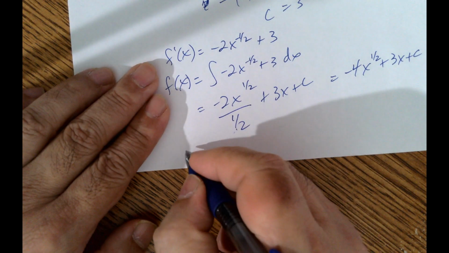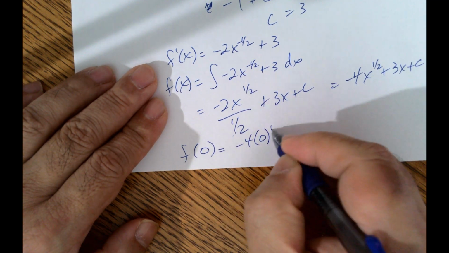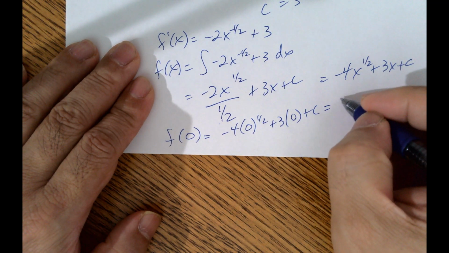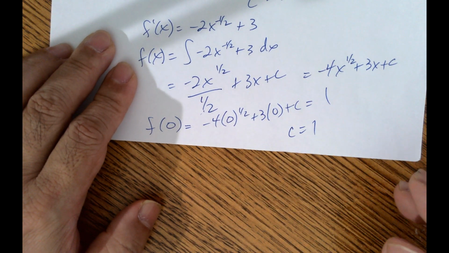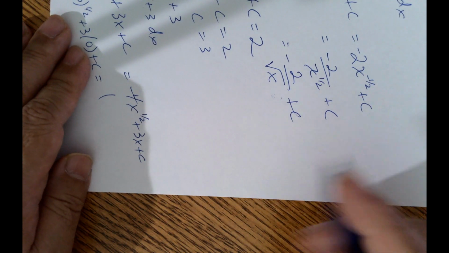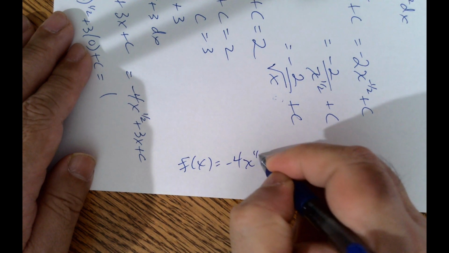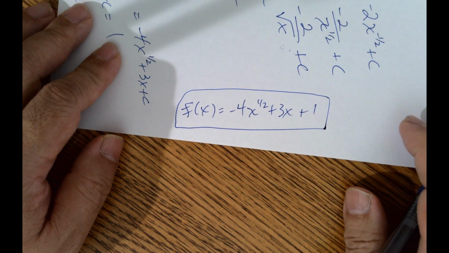And I plug in 0. F of 0 equals negative 4 times 0 to the half plus 3 times 0 plus c, and that's equal to 1. So those wipe out, so that means c equals 1. Final answer is going to be, let's put it over here, f of x equals negative 4x to the half plus 3x. And we just found c. C is 1, so it's plus 1. Here's my answer. Okay, that's it.